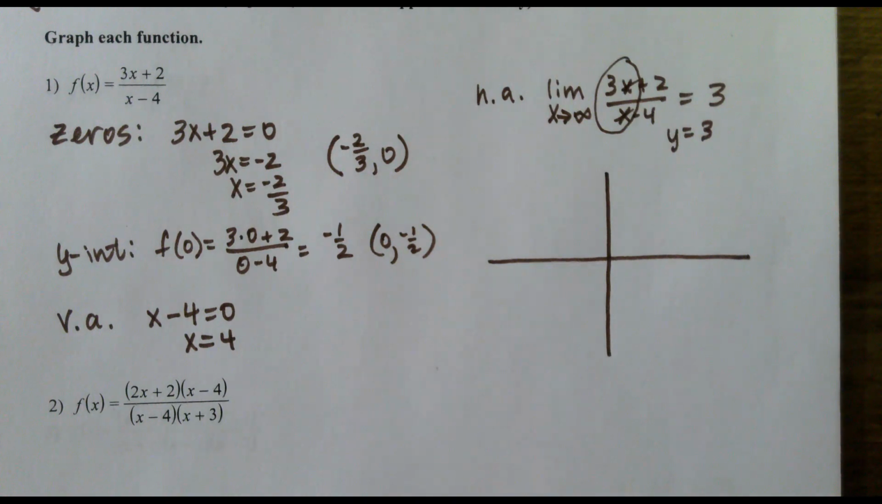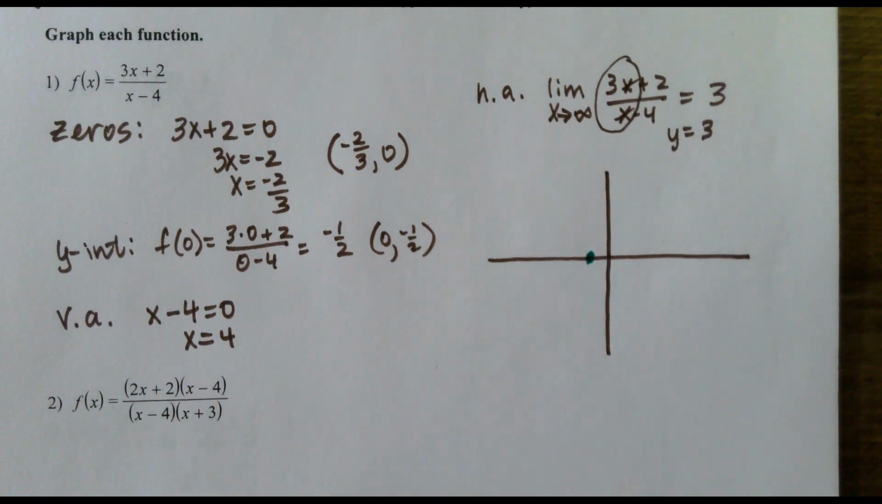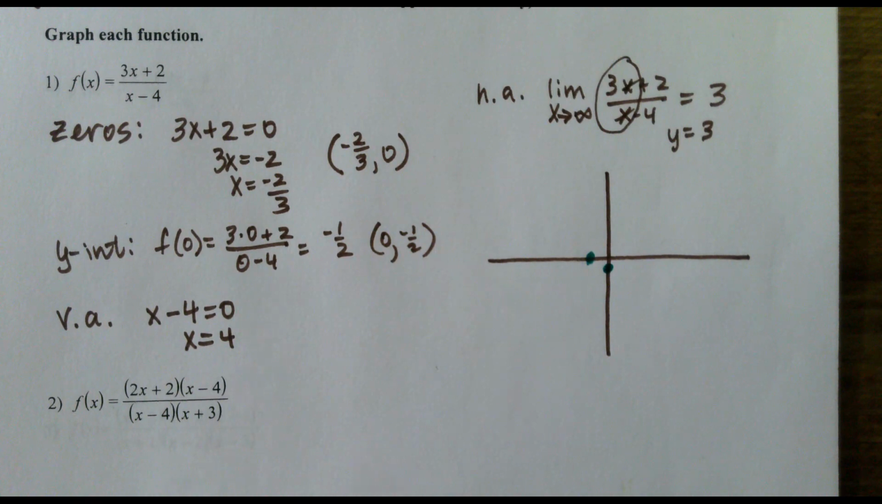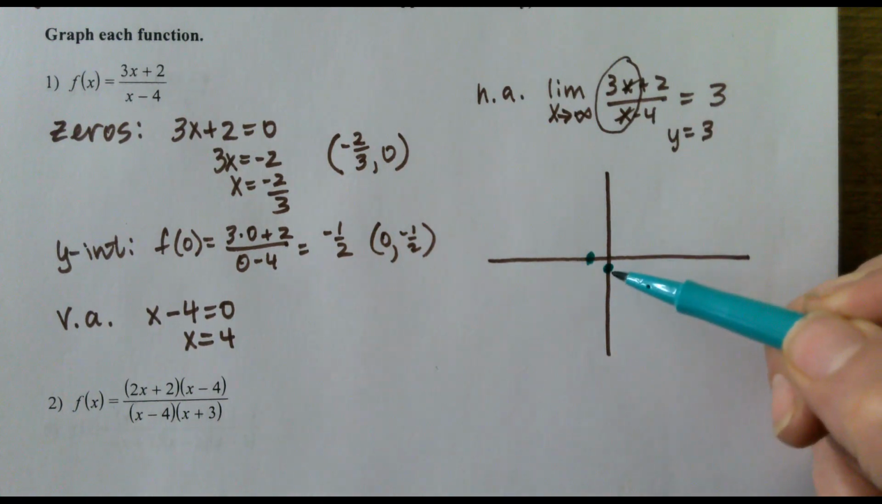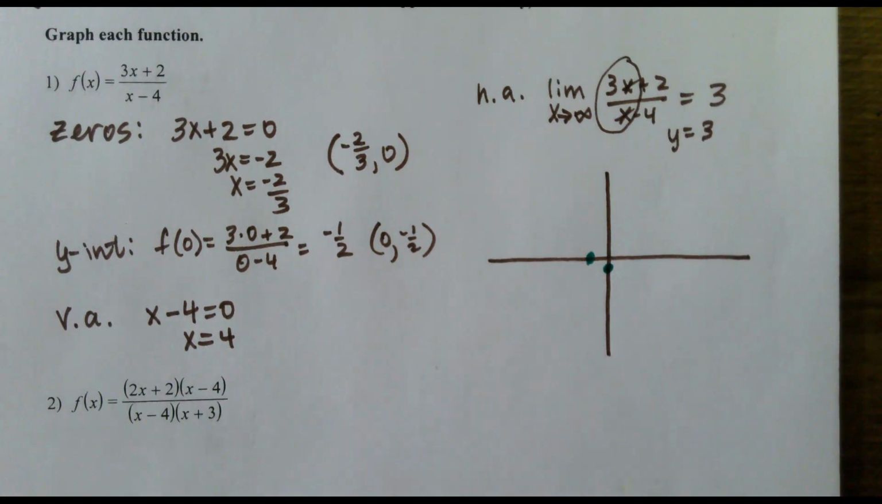My 0 is at negative 2/3, 0, so I just put a little dot on the negative side. And again, I don't get too crazy. If you feel like I need to put a number next to that, go for it. I'm not going to. I just know that it's on the negative side of the y-axis, on the x-axis. And then I do my y-intercept, and that's at 0, negative 1/2, so I just put it pretty close to the x-axis, but on the negative side for the y's, on the y.